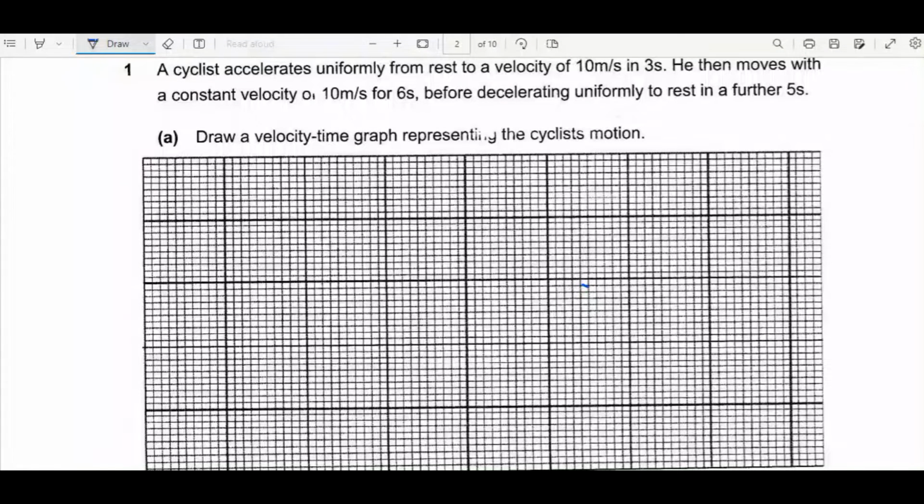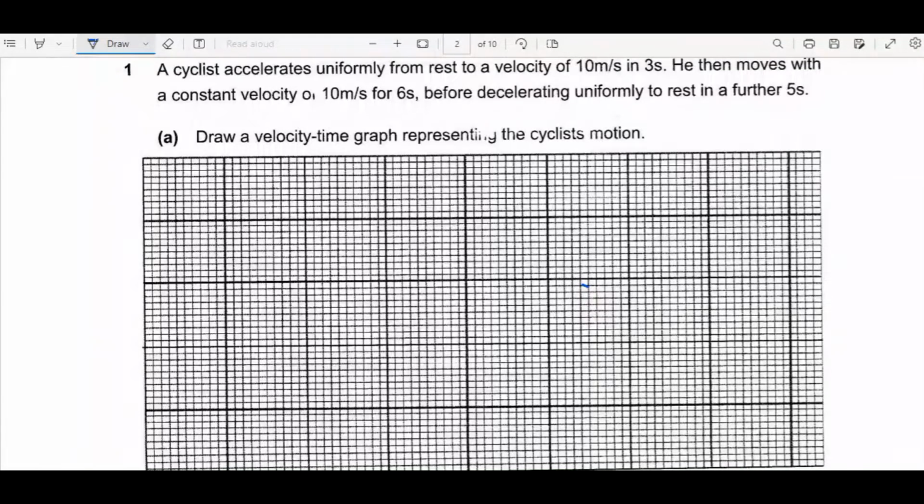A cyclist accelerates uniformly from rest to a velocity of 10 meters per second in 3 seconds. He then moves with a constant velocity of 10 meters per second for 6 seconds before decelerating uniformly to rest in a further 5 seconds. Draw a velocity time graph representing the cyclist's motion.